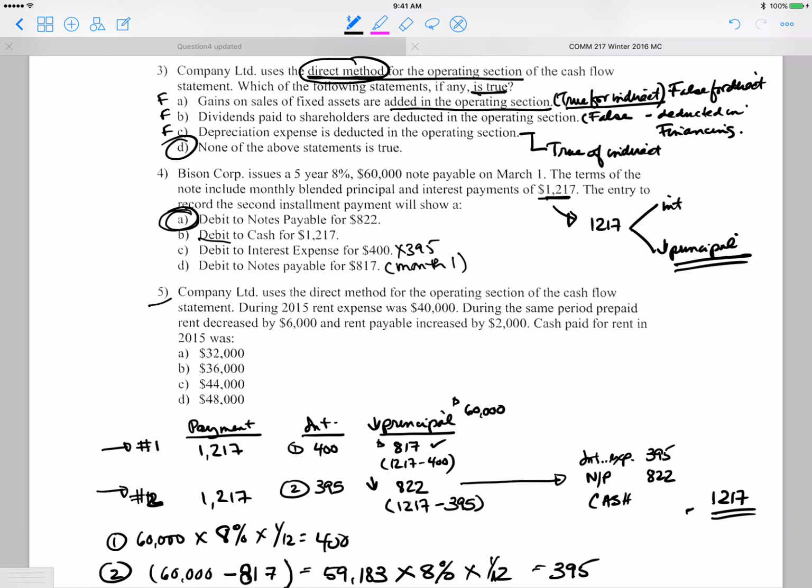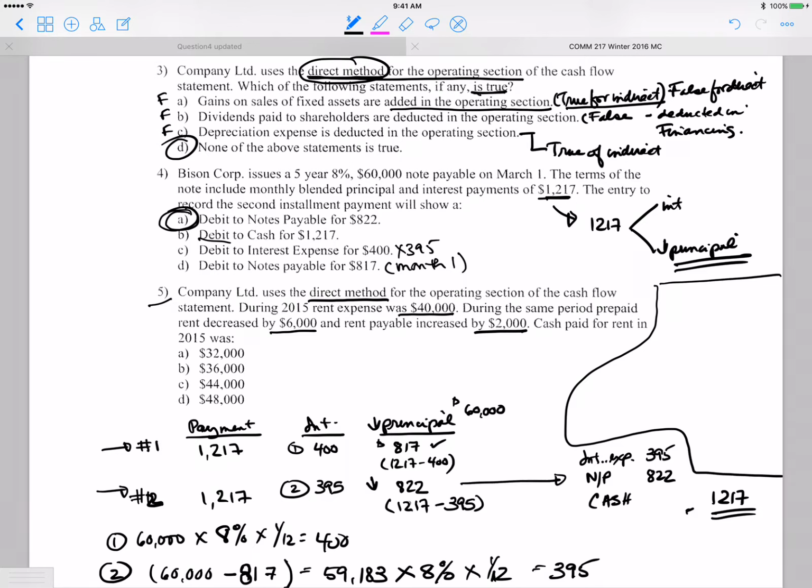Question 5 is a statement of cash flow question, and they're telling you that they use the direct method to determine the cash flow from operations. And during 2015, the rent expense was $40,000, and during the same period, prepaid rent went down by $6,000, and rent payable went up by $2,000. So the way I'm going to do this, I'm going to reserve a little section here for this question.